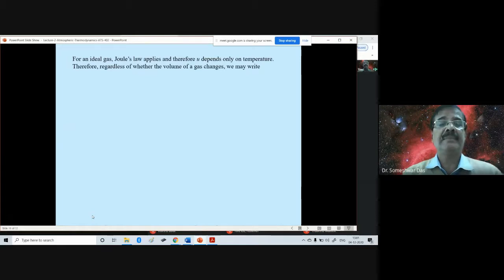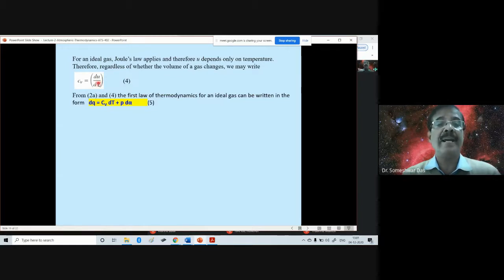For an ideal gas, Joule's law applies, and therefore U depends only on the temperature, where U is the internal energy. Regardless of whether the volume of a gas changes, we may write Cv is equal to du divided by dT. This is equation 4. Now from the previous equation 2a and this equation 4, we can rewrite the first law of thermodynamics for an ideal gas in this form: dq is equal to Cv dT plus P d alpha.